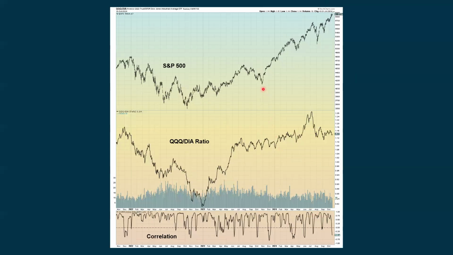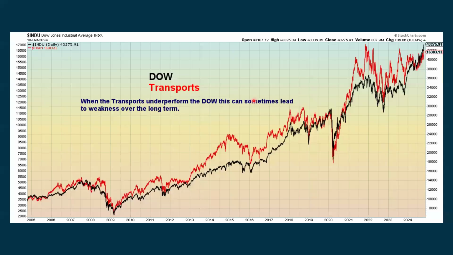Then we look at the S&P on top and then a ratio between the Qs, the NASDAQ 100, and the diamonds. We're seeing that they're not really going in the same direction right now, or they're more or less neutral with this ratio with the S&P 500. So there's really been no insight from this chart.